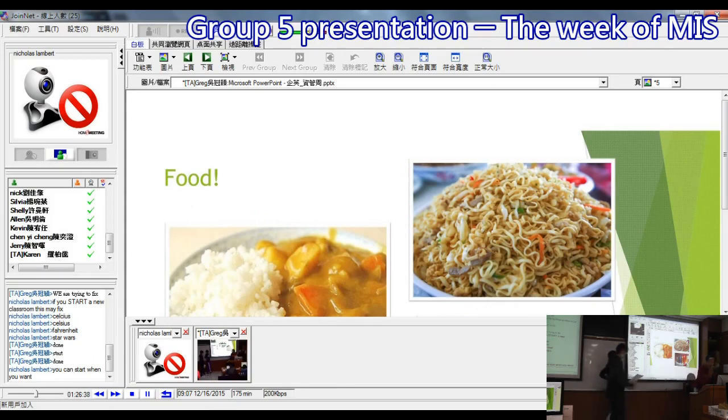First we have foods. We prepare delicious foods. This is the curry rice, and this is the fried noodles. These two are our main meals. Do you know why we choose them to be our main meals? Because they are very easy to cook. We cannot handle complicated food. We can just do something easy, like the curry rice, we just need to add the sauce to the rice. It's very easy.